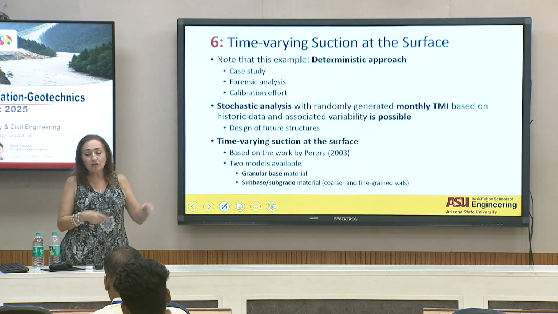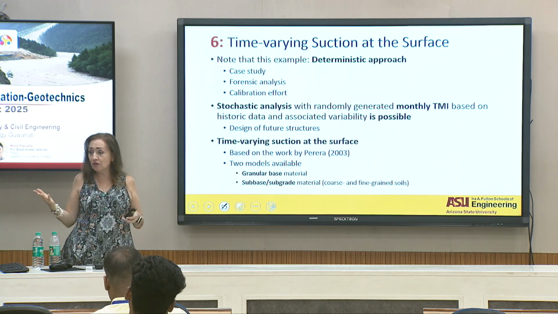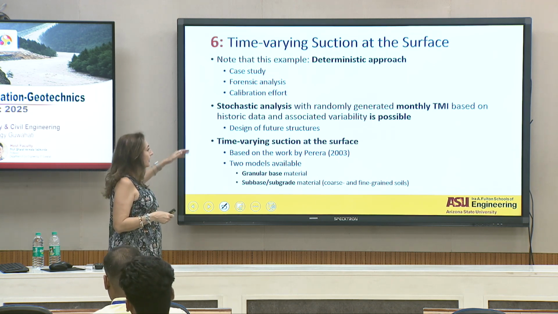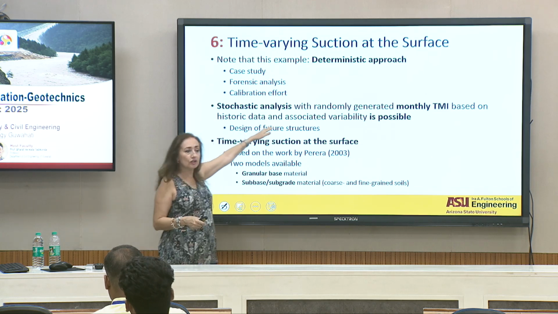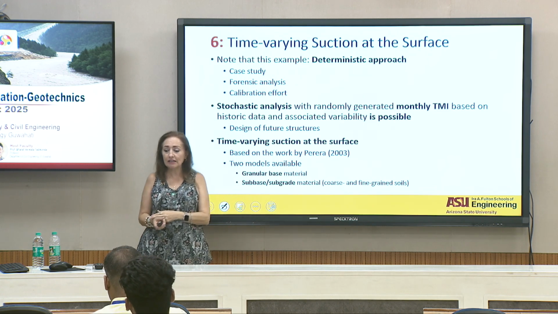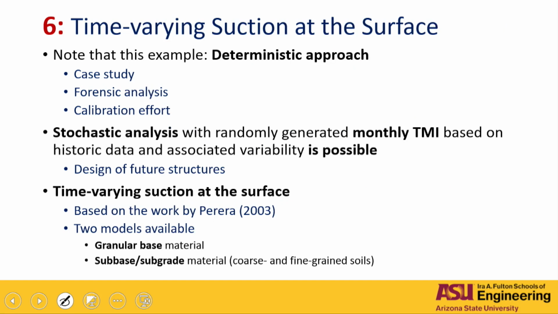Okay. The stochastic analysis, on the other hand, is when we have randomly generated monthly TMI, which you have to estimate based on historic data. Then we are able to do an associated variability with this particular data set, right? And this analysis we use for designing future pavement structures, because we do have a determined stochastic analysis for that. I'm going to show you how we did that.